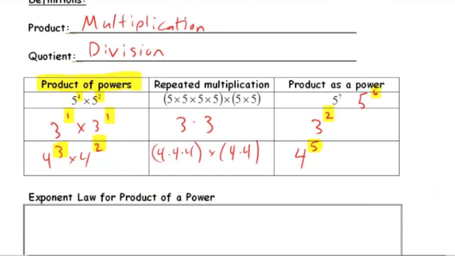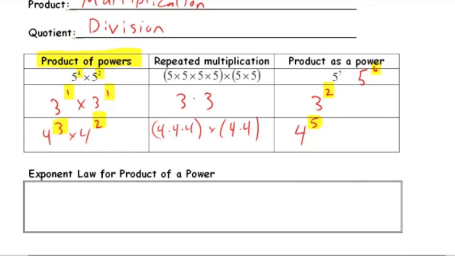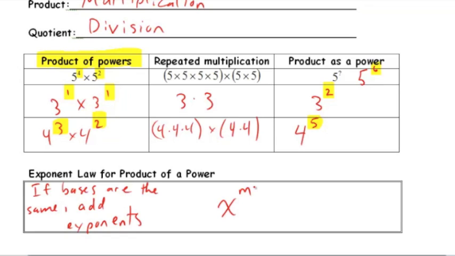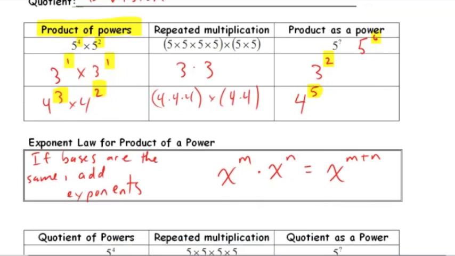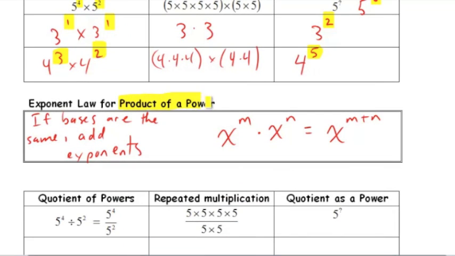So with each of these, the big idea here is, if your base is the same, and in each of these lines, our base with each product is the same, then our exponent law for product of a power is: if bases are the same, we can add the exponents. And if I use some variables to show that, if you have some number to the power of m times another number with the same base to the power of n, we can simplify that and just say that's going to be x to the power of m plus n. So that's the exponent law for the product of a power.